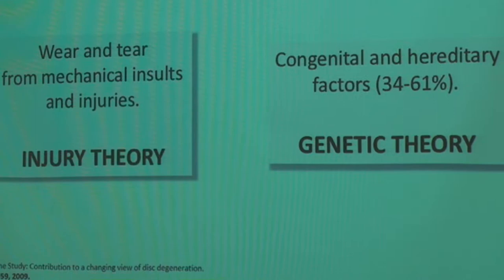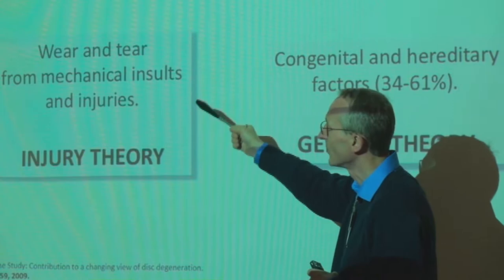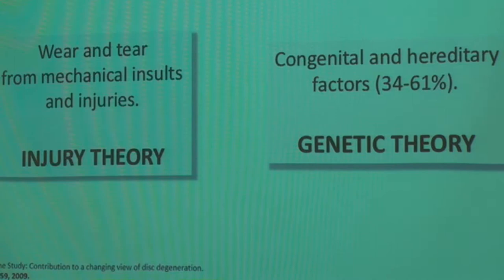Why is there this variation? There are two ongoing hypotheses. One is older than the other. This is the original theory, called the injury theory to the intervertebral disc, and it says that wear and tear from mechanical insults, yet to be identified but some of them known, like vibrations, are the principal cause of intervertebral disc degeneration. More and more data are now being collected, especially from the Finland twin studies, showing that there are very strong congenital and hereditary factors. And actually, 34 to 61% of the predisposition to intervertebral disc degeneration is genetic.